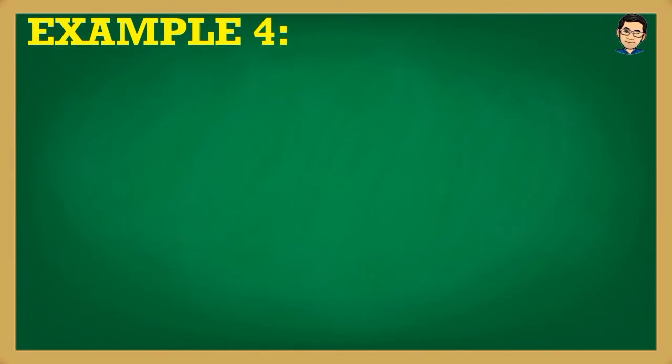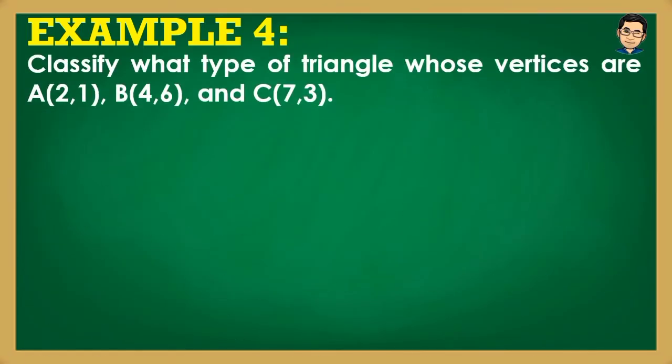So our last problem, number 4. Classify what type of triangle whose vertices are A, whose coordinates are (2, 1), B, whose coordinates are (4, 6), and C, whose coordinates are (7, 3).